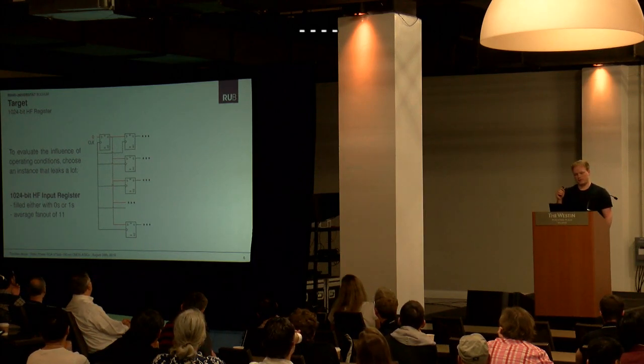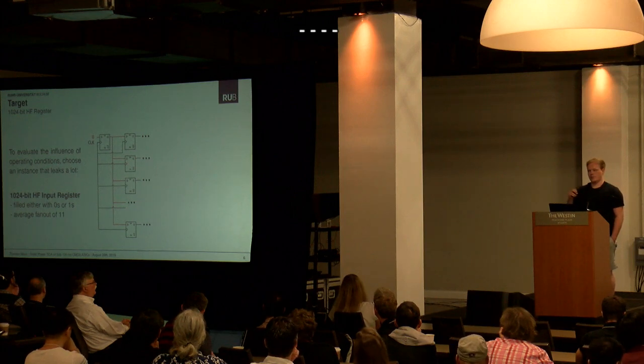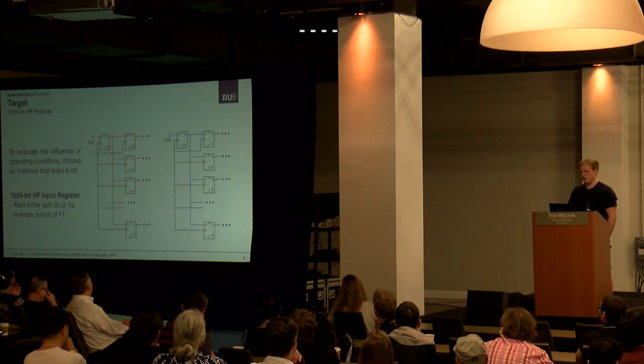One bit looks like this. I put a zero to its input, I clock once, and the output goes to, on average, 11 further cells. So my secret, or my state that I want to check, is not only leaked by 1,024 cells, but actually by about 12,000 cells. That may sound like a lot, but it's still less than 0.1% of the whole area of the chip.